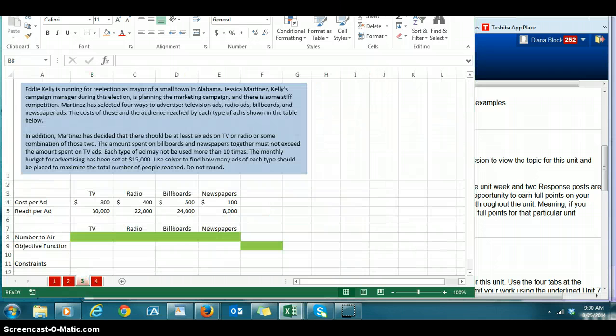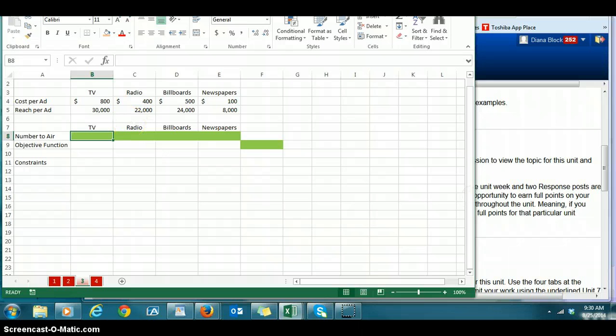Look at problem 3. And again, you've got all your detailed instructions in this paragraph. You're going to set up some advertising budgets, and you want to maximize the number of people that you can reach. So your objective function is going to be the number of people reached by each of these mediums. And so you're going to maximize this using the sum product formula.